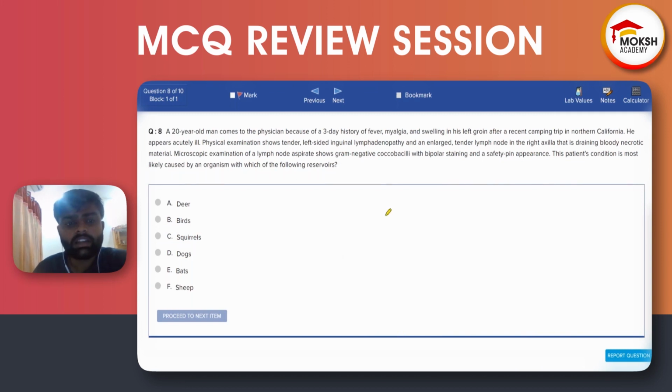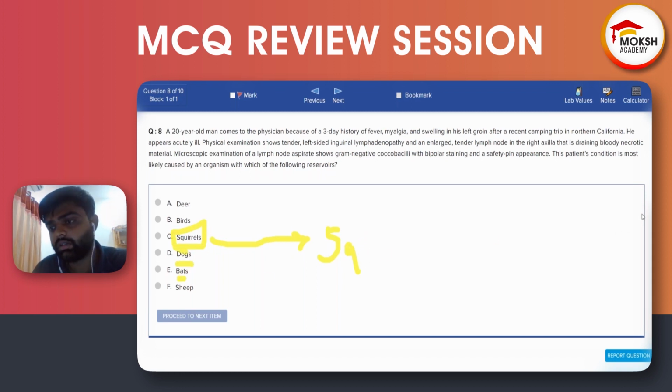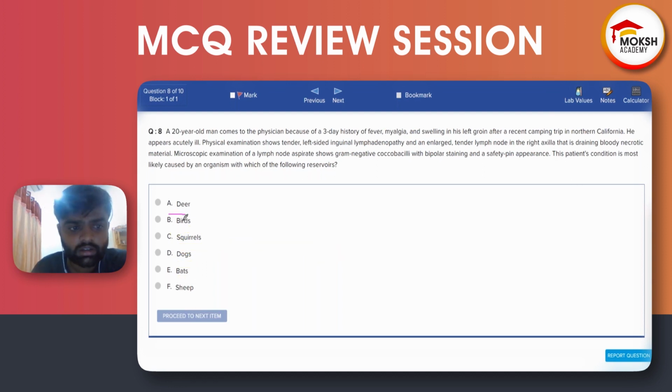They are asking most commonly. So most commonly Yersinia pestis is seen with very small sized animals like squirrels. Remember, not the dogs, not the bats, but very small sized. It can spread via dogs, but they are asking about most common. Remember what other reservoirs are seen in deer that are most common in America?